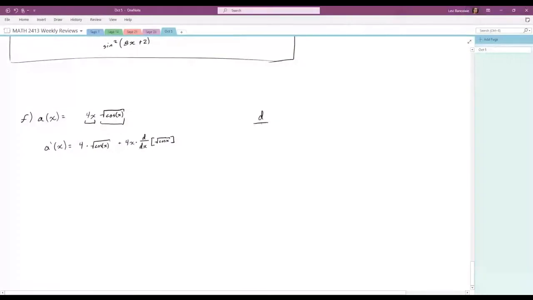Now I need to figure out what the derivative of the square root of cosine of x is. Well, we could always rewrite this. Instead of using a square root, we can rewrite it as cosine of x all to the power of 1/2. And now we can use our power rule. Bring down our power, decrease it by 1, and then multiply by the derivative of the inside. Our inside is cosine of x, so its derivative is negative sine of x.